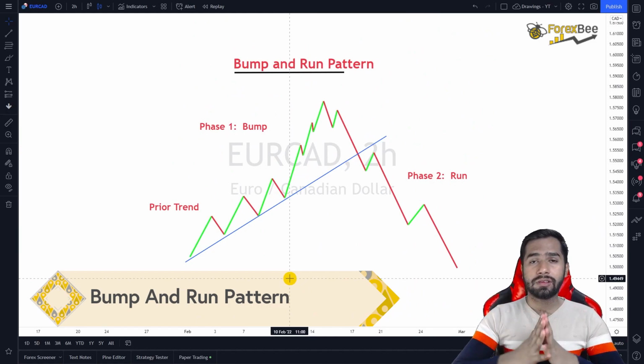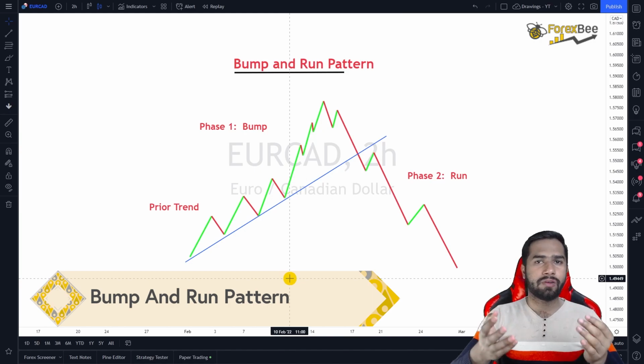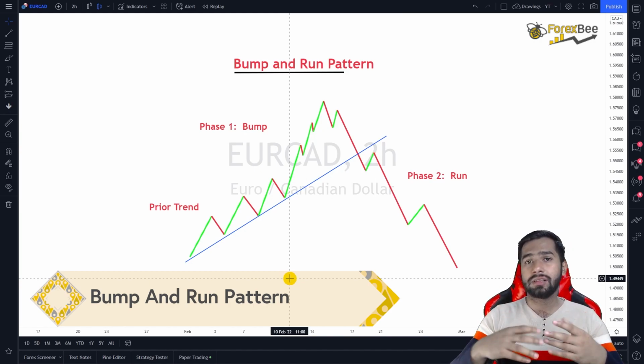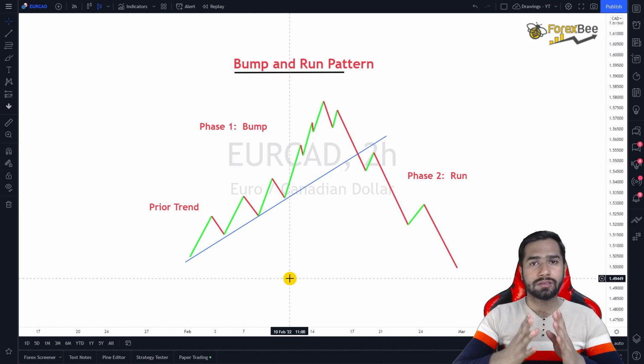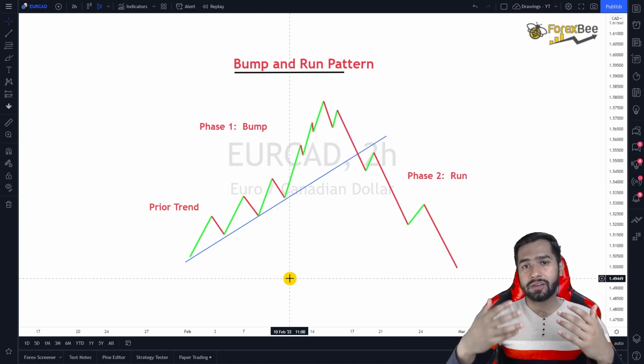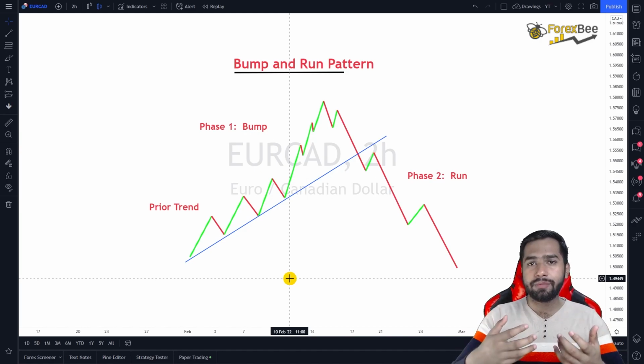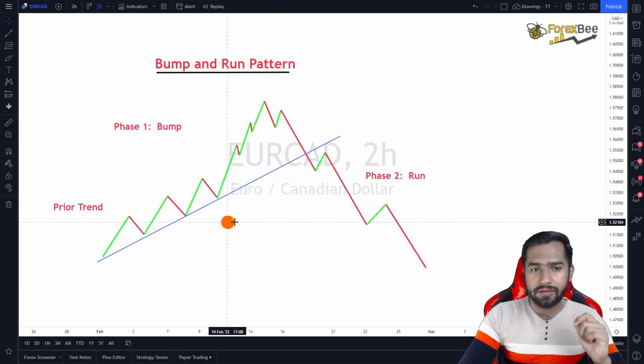First of all, we need to discuss how you can identify the bump and run pattern. So as the name suggests, the bump and run pattern consists of two phases. Okay, the first phase is where the market makes a specific structure. Okay, and the second phase is where we take our trade. The first phase is called the bump and the second phase is called the run. So let's discuss the first phase first.